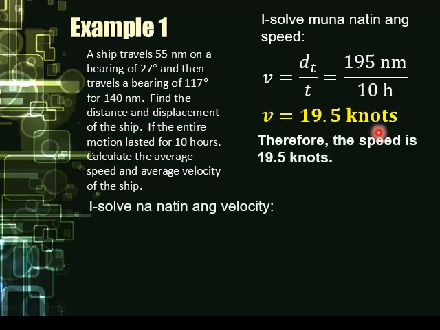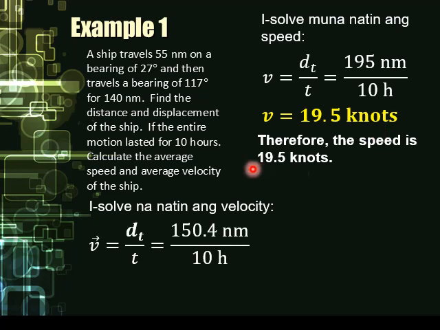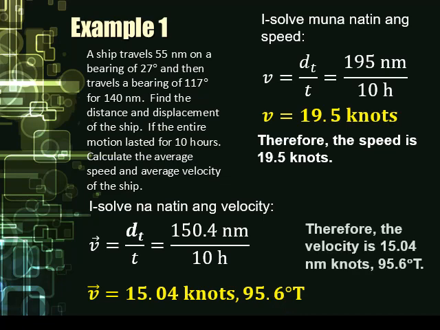Now, solve naman natin yung velocity. So, this time we have velocity is equal to total displacement over time. So, meron tayong 150.4 nautical miles divided by 10 hours. So, we have 15.04 knots. So, yung direction kanina ng displacement, kokopyahin lang natin siya. So, that's 95.6 degrees true north.